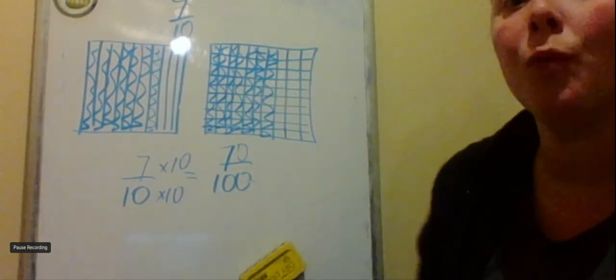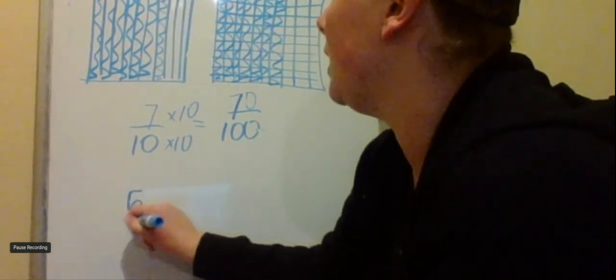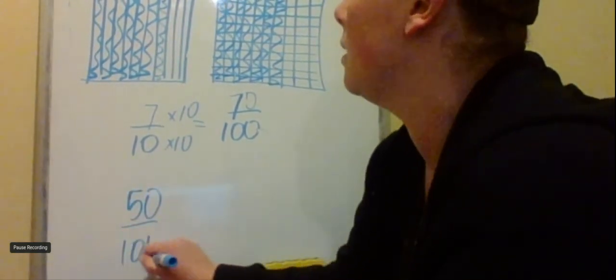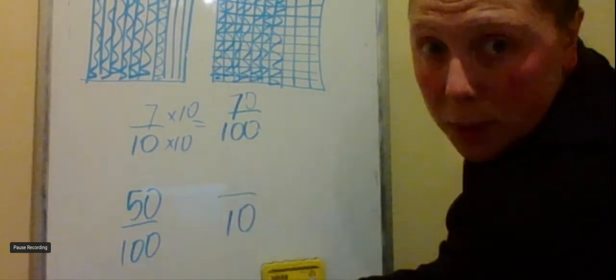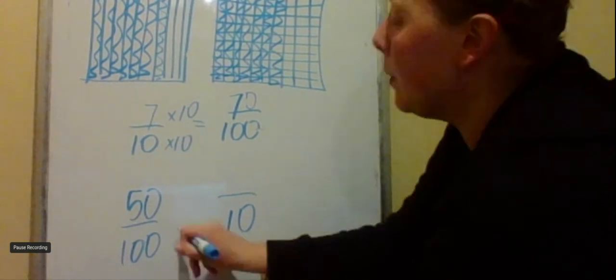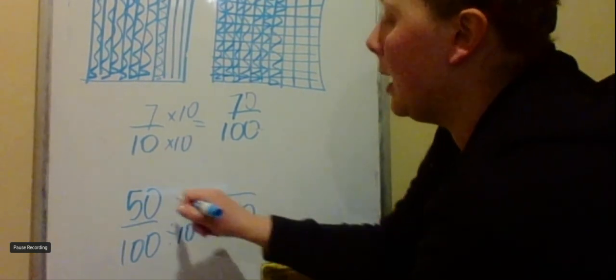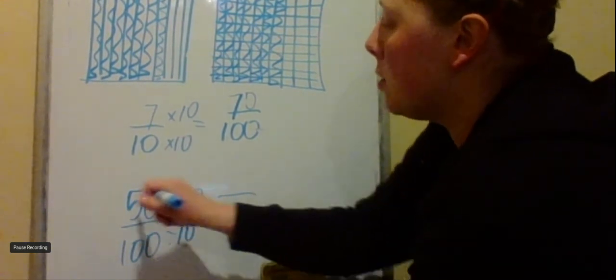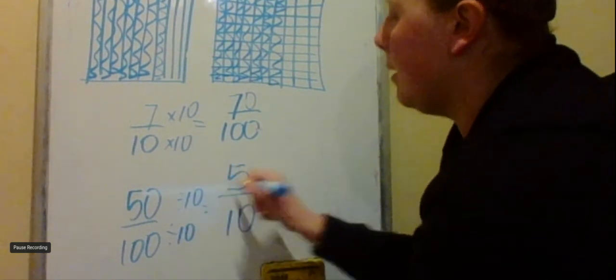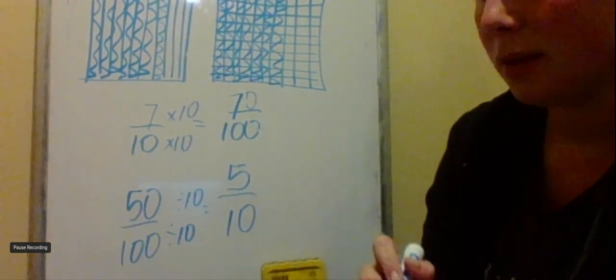Now, what if we had 50 hundredths and we wanted to find tenths? Instead of multiplying to get that higher number, we would divide by 10 to get that smaller number. So 50 divided by 10 is 5. Okay? Think you guys are good?